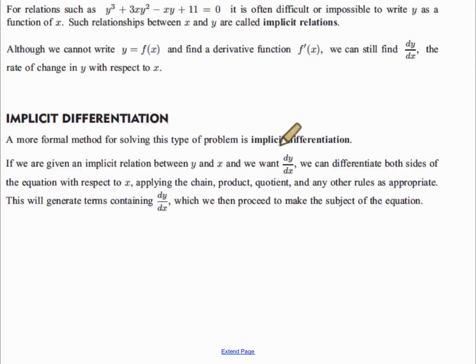We can do that if we have an implicit relationship between y and x. We can solve for dy dx, and we do that by applying the chain, product, quotient, and any other rules as appropriate. We will always apply the chain rule. That's, again, what drives the bus here.